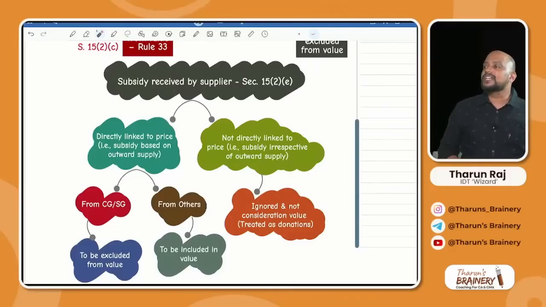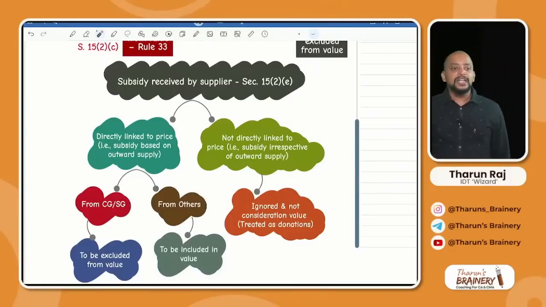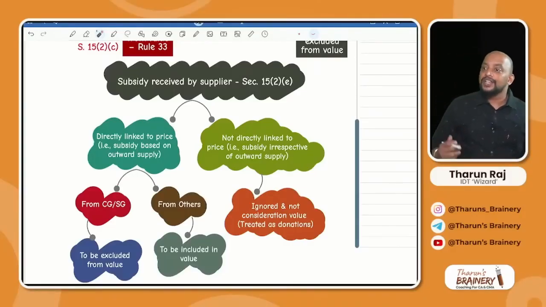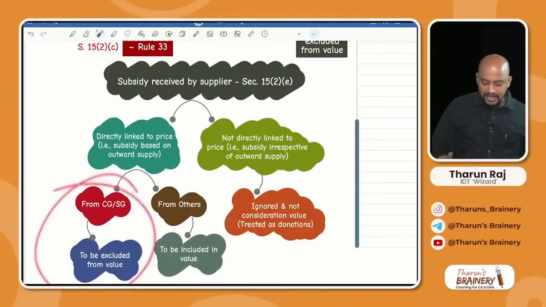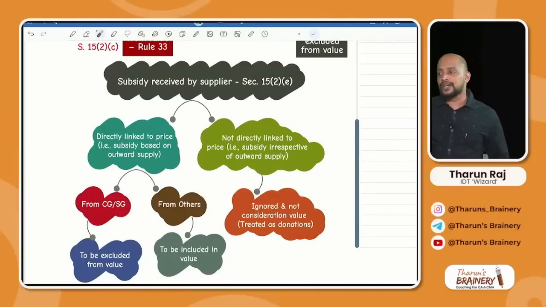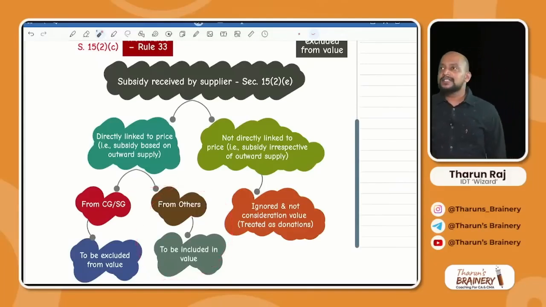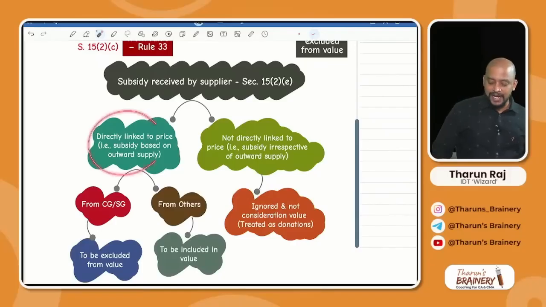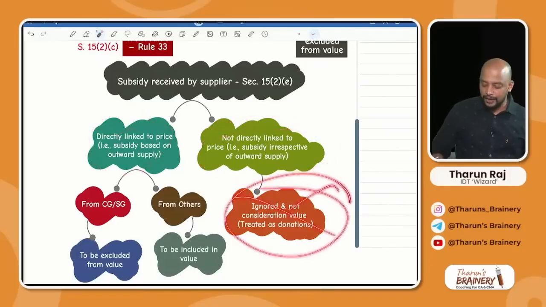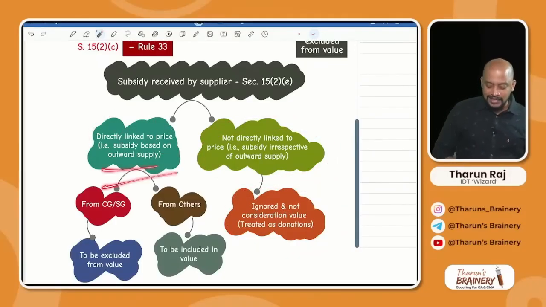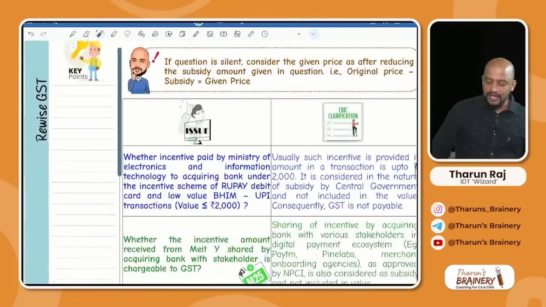Now we need to see whether it is from CGST or it is from others. If it is from central government or state government, even though it is consideration, it will not be treated as consideration. That's why it should not be included in the value, to be excluded from the value. What if the subsidy is from others? Others means NGO or a holding company or some other person, then it will be included in the value. So subsidy is divided into two: directly linked to the price, not directly linked to the price. Not directly linked to the price, ignore and do not consider in value. Otherwise, directly linked to the price: from central or state government to be excluded, from others it is to be included.